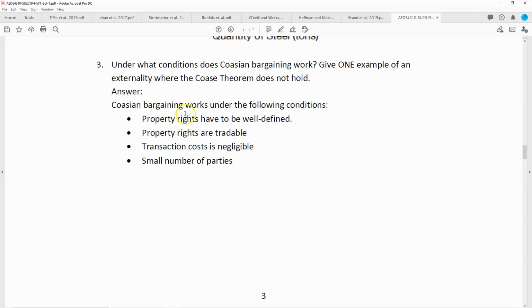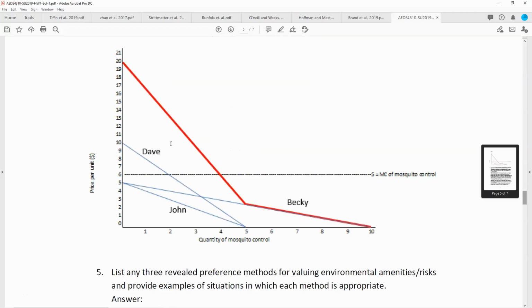And in some conditions, it does not work. For example, if the property rights are ill-defined, then it does not work. If the property rights are not tradable, it does not work.